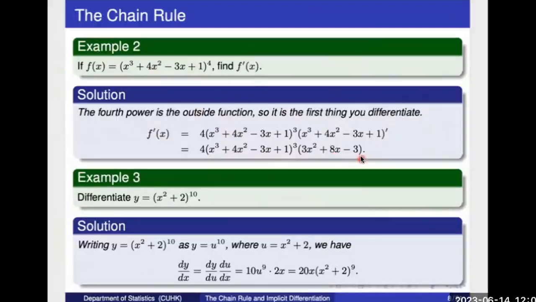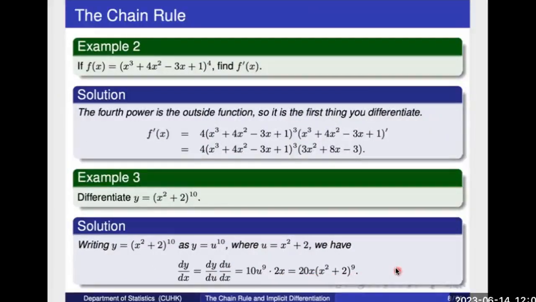One more example: differentiate y = (x² + 2)¹⁰, writing y = u¹⁰, where u = x² + 2. We have dy/dx = dy/du times du/dx, which equals 10u⁹ times 2x, which equals 20x(x² + 2)⁹.